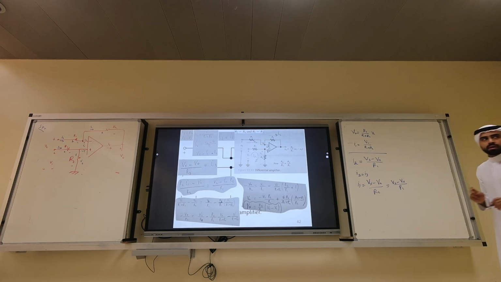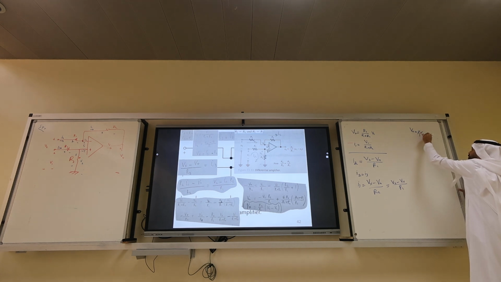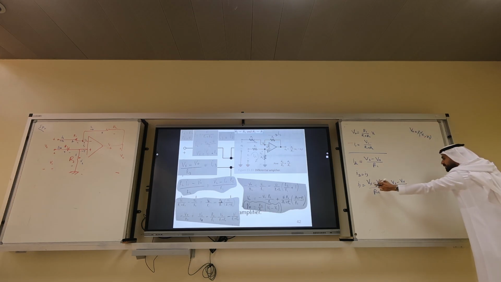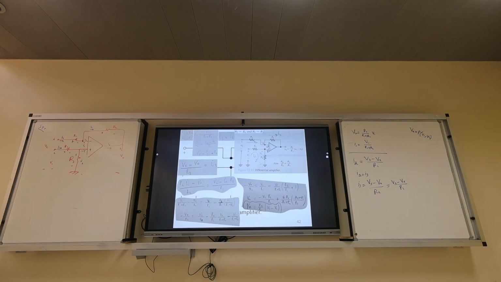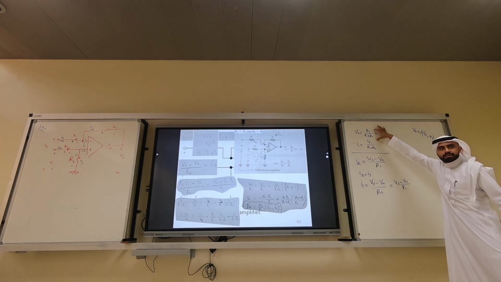What's my goal? My goal is to write V output as a function of V1 and V2. So I have to separate V output here, and I have to separate V1 and V2 here. It means I need to remove Vx. But we already know the formula of Vx. Get it?